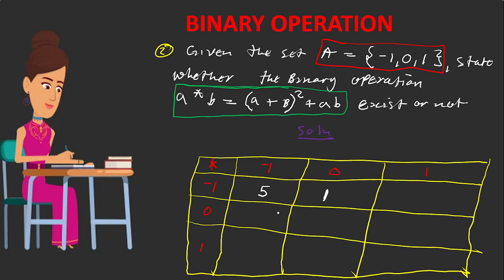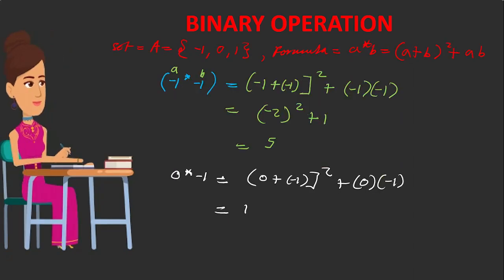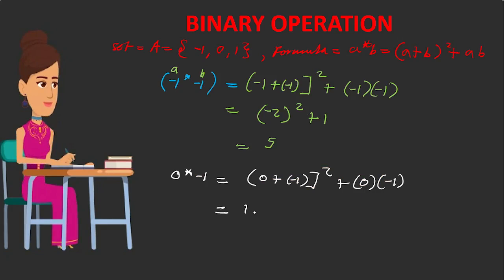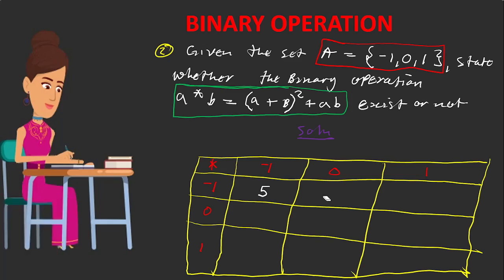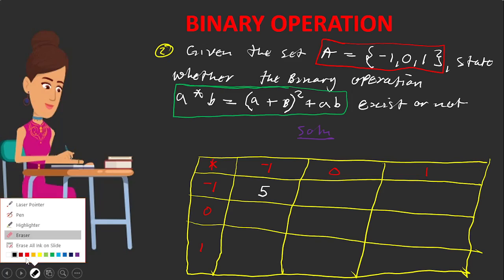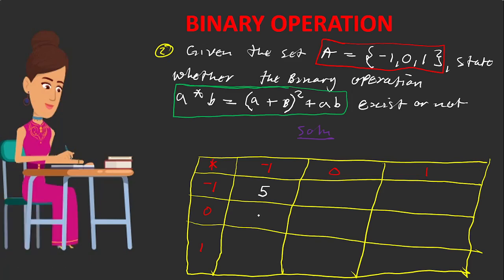So try them out. Actually, that 0 star negative 1 was for the one which is down and not the one which is up, so let me erase that one. This one was for that one. If you get negative 1, you put it there. You get a 0, you put it there. That will be 1, so there it will still be 1. If you put negative 1 and 1, negative 1 plus 1 plus 1, it's going to give you 0, and then negative 1 times 1 will be negative 1.